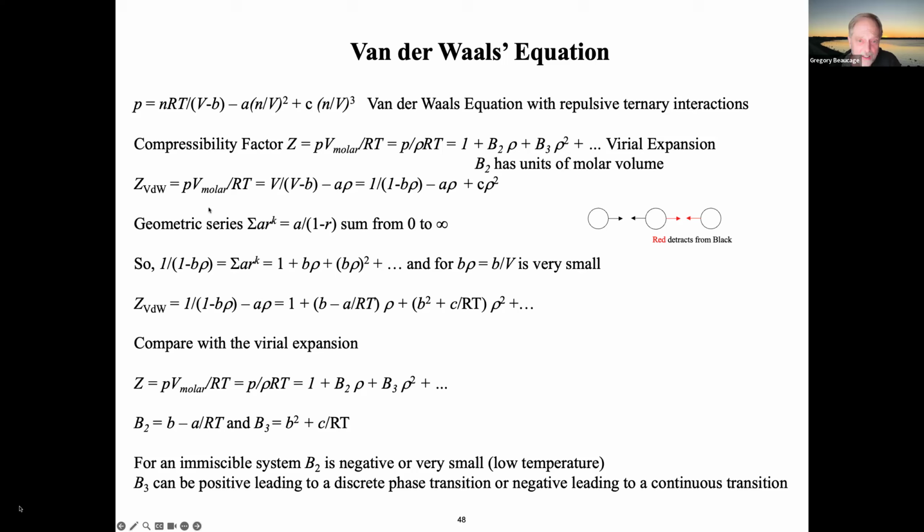Anyway, so that said, you can solve these, and I did this before, that you can say B2 is B minus A by using this geometric series argument. You have a 1 over V minus B, it looks like that. Then you can get it to just be a power series.